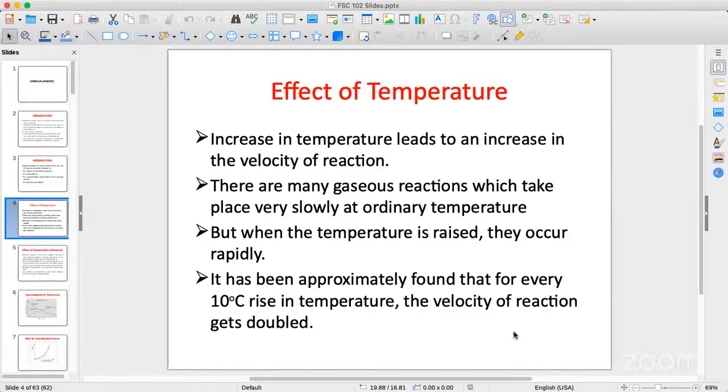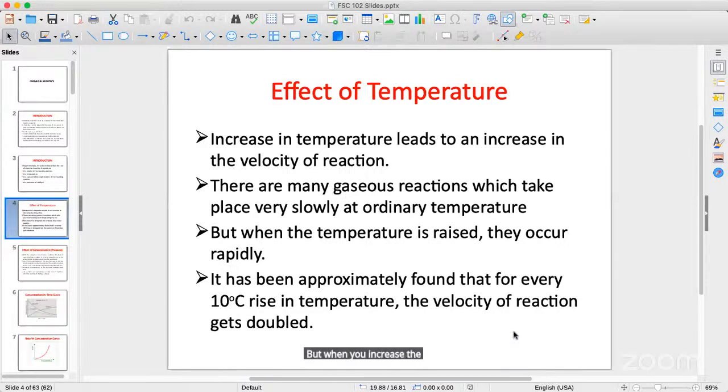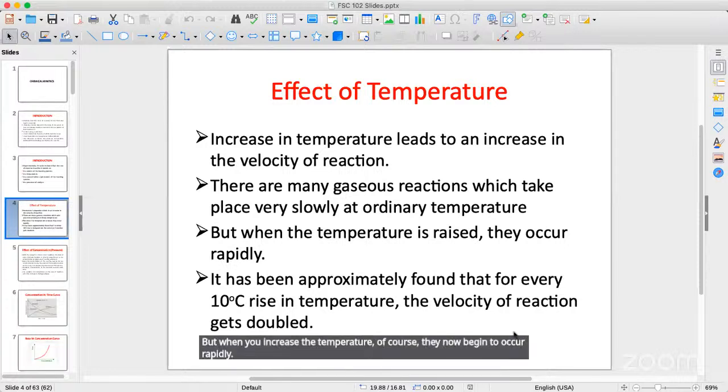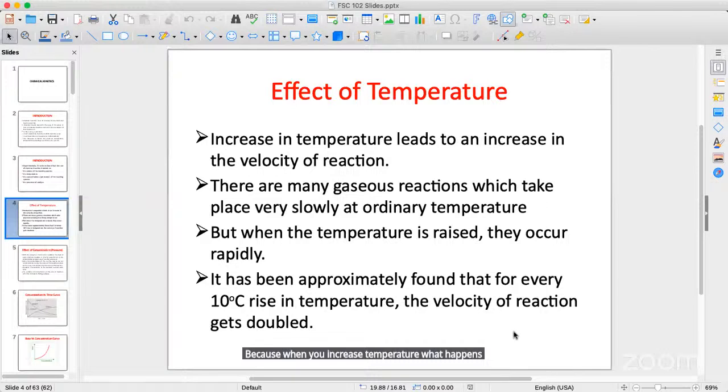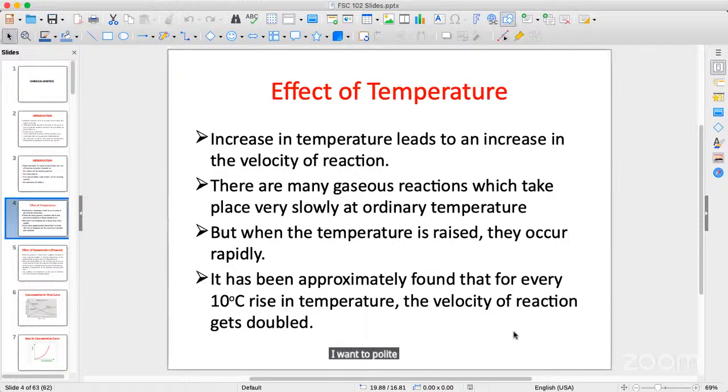But of course, there are many gaseous reactions which take place slowly at ordinary temperature. But when you increase the temperature, of course, they now begin to occur rapidly. Because when you increase temperature, what happens? You increase the velocity of reaction. And how do you even increase the velocity of reaction? Because the kinetic energy of those molecules increases. When their kinetic energy increases, that means they move more. When they move more, they collide more. And when they collide more, your rate of reaction increases.